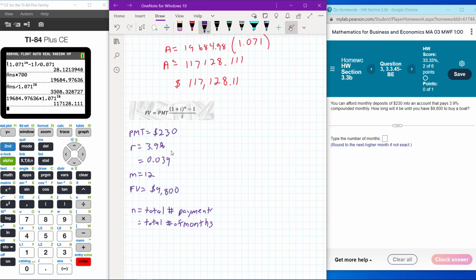Now, let's fill this information out. We have that our future value is $9,800. That is going to be equal to our payment, which is $230, times 1 plus 0.0. Oh, wait, no, hang on a second. We're not done yet. What else do we need to do? We can't go ahead and do this.